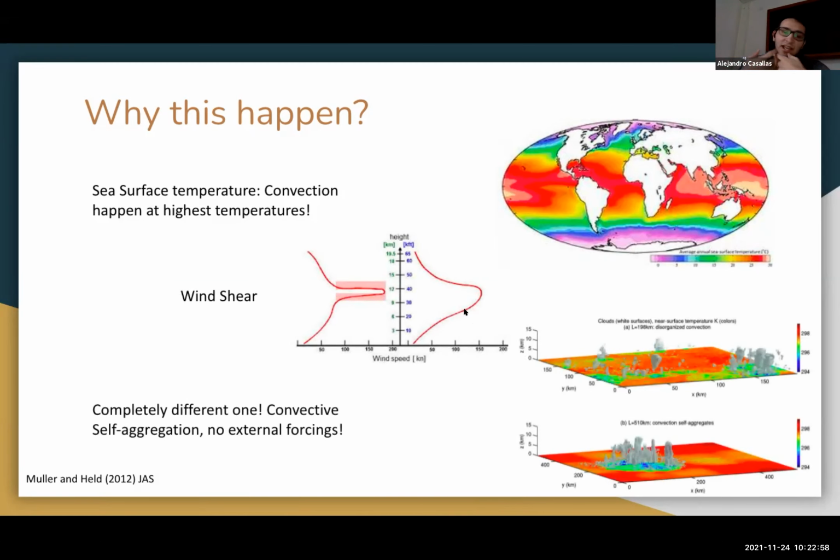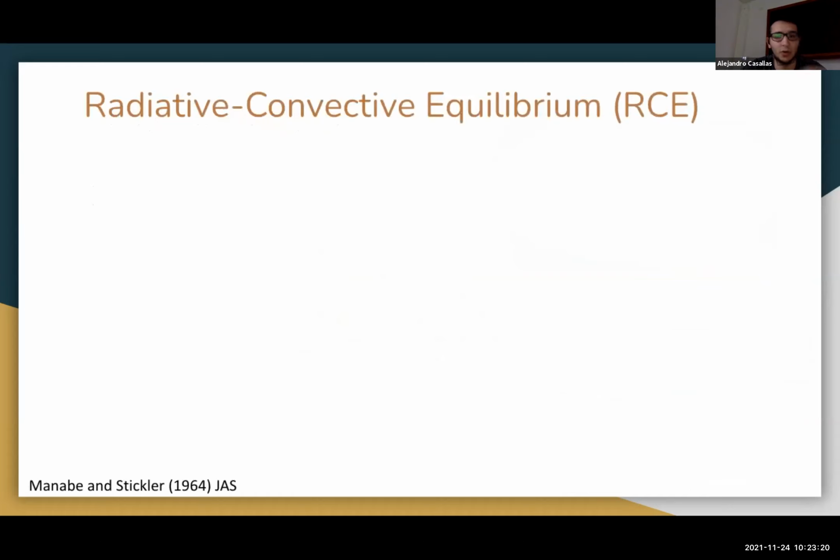And a completely different one is convective self-aggregation, where convection likes to organize without any external forcing. For example, you have the same SST, or you don't have wind shear, or you remove rotation and everything, and still convection likes to organize. So why is that the case? To understand this, normally we use radiative convective equilibrium.